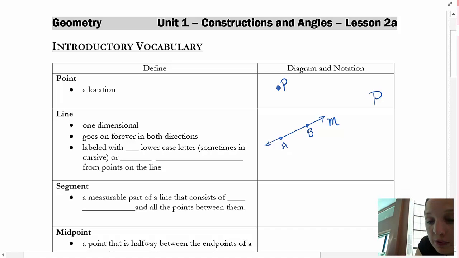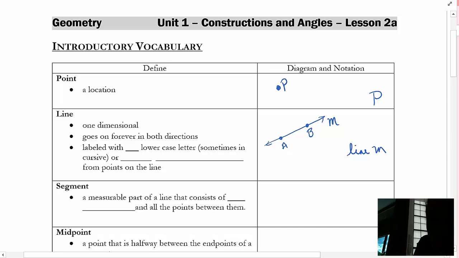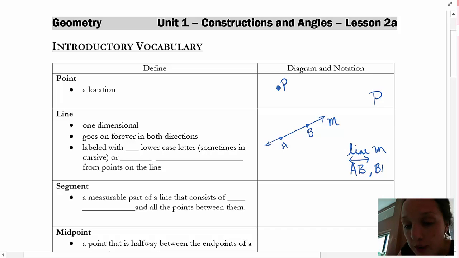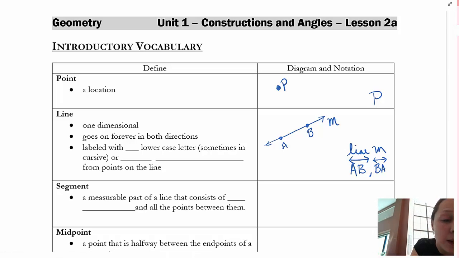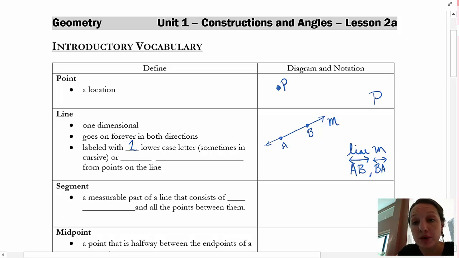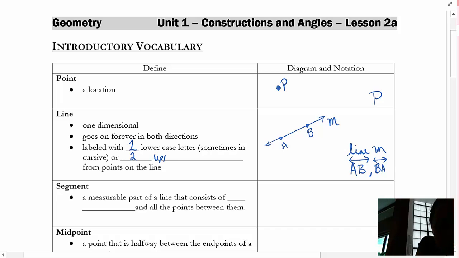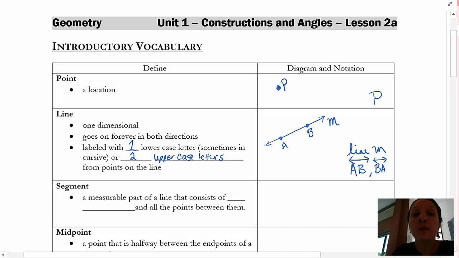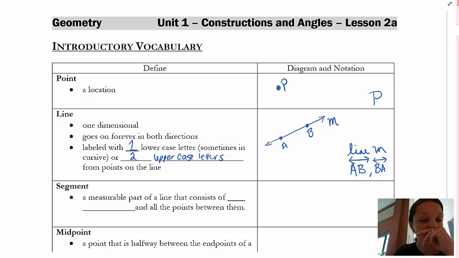So the notation for these things would be line M, or we can just say AB with an arrow over the top of it, or I could call it, if I wanted to, BA with two arrows over the top as well. So a line is one-dimensional. It goes on forever in both directions. It is labeled with one lowercase letter, sometimes in cursive, like my M, or two uppercase letters that came from points that were on the line. If there were no points, you could just create them. If there were points, you don't obviously have to create them.